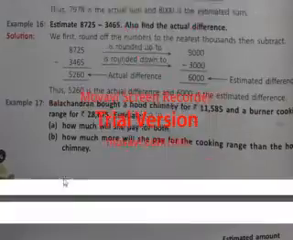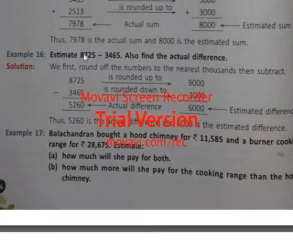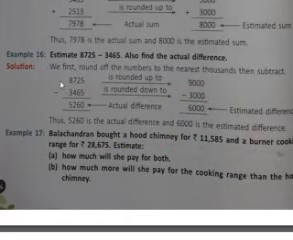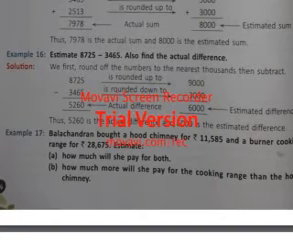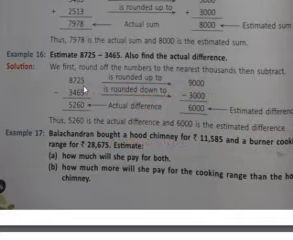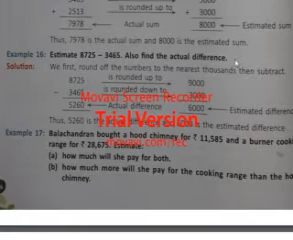Now see example 16: estimate 8,725 minus 3,465, also find the actual difference. Here also in the same way, the individual numbers should be estimated, then subtracted. You can see we first round off the numbers to the nearest thousands, then subtract. 8,725, the hundreds place is greater than 5, so it will be rounded up to 9,000. Here at the 100 place it is less than 5, so nothing will be added to the 1,000 place, so it will become 3,000.